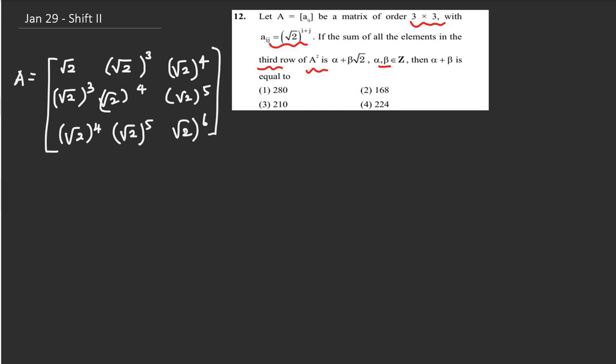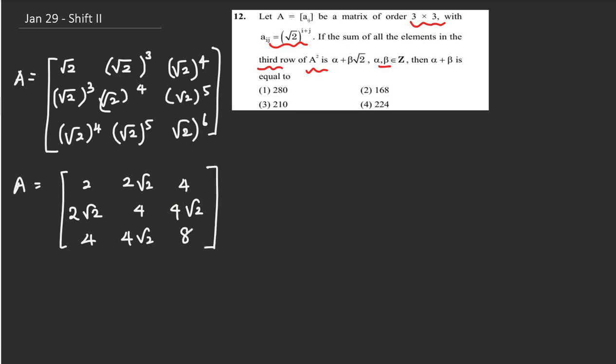Now this matrix can be rewritten. This is equal to 2, 2 root 2, 4, 2 root 2, 4, 4 root 2. Next is 4, 4 root 2 and 8. Now here 2 is common for all the elements. It can be written as 2 times of 1, root 2, 2, root 2, 2, 2 root 2. Here this is 2, 2 root 2 and this is 4.